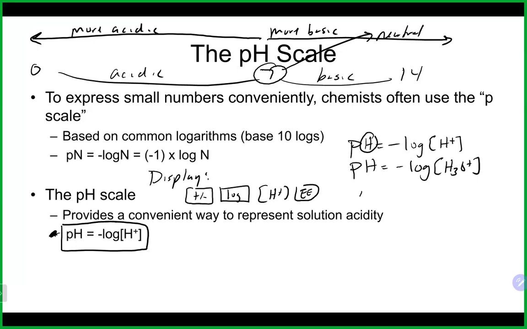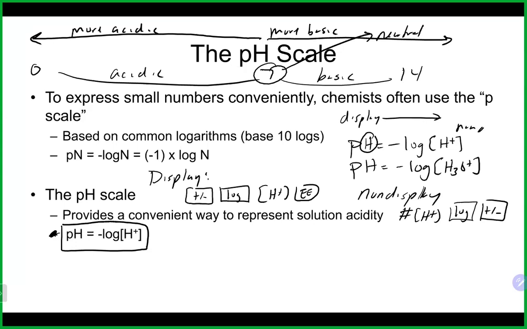If you have a non-display calculator, this formula and others we will see shortly, you need to go backwards. So you need to actually start with the number or the concentration. You then need to hit the log button. And then you need to hit your negative button to make it positive. So if you have a display calculator, you're going to punch it in just like the formula. Non-display, you're going backwards.